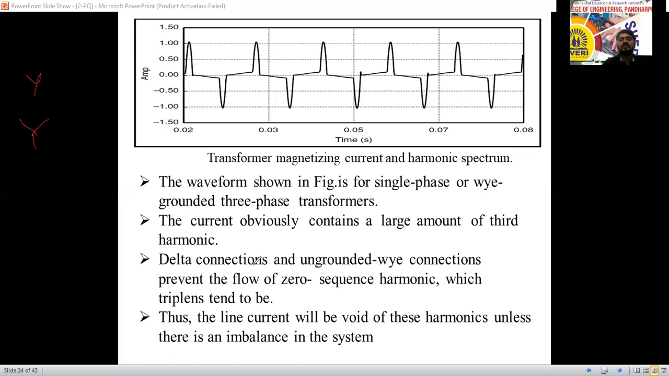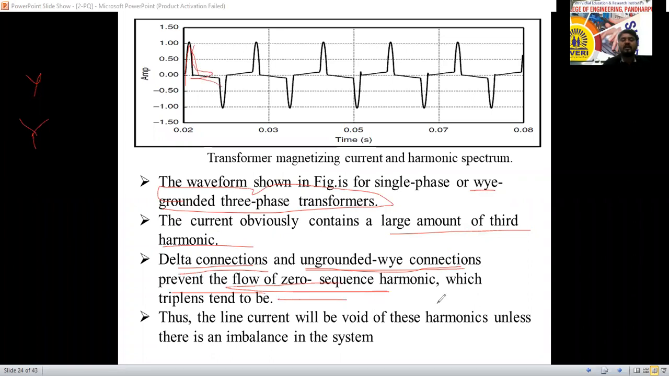So the delta connection is ungrounded here. Here we are using the star connection and it is grounded. We understood by seeing this waveform that it will produce very high harmonics, a large amount of third harmonics. So delta connections and ungrounded star connections prevent the flow of zero sequence harmonics here.